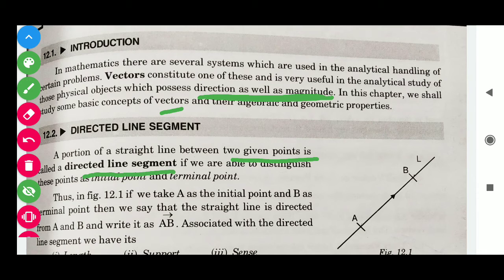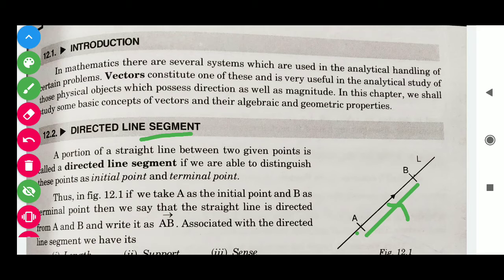Here we have a straight line. Line segment is the portion of a line. So here AB is the line segment and it is directed towards A to B. So that's why this is called the directed line segment.